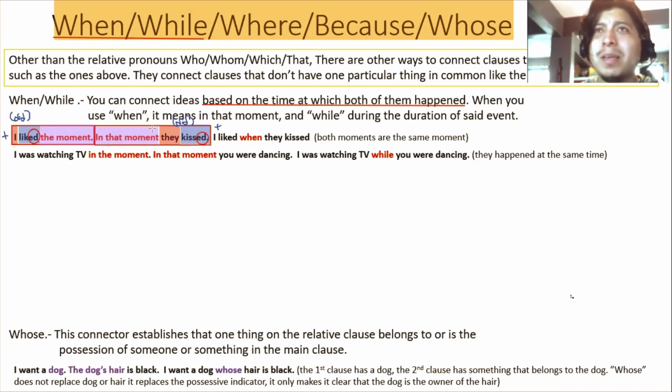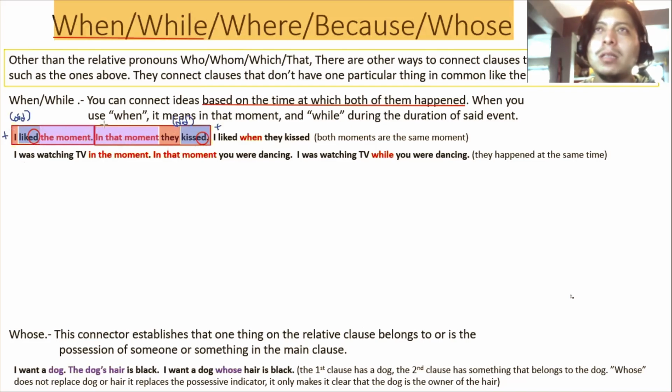So we are speaking about I liked something and they kissed. They kissed, and that's it. These two sentences, they don't have an element in common. This is I, this is they. This is like, this is kissed. They don't have a thing in common. I mean, there is not a person in common. There is not a noun in common. There is not a thing that I can use as a connector. The only connector that I can use is the complement.